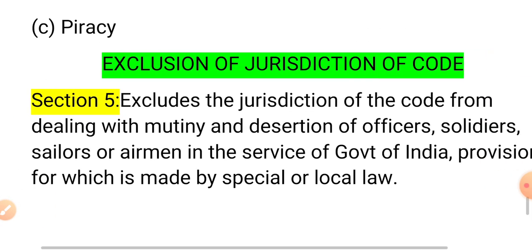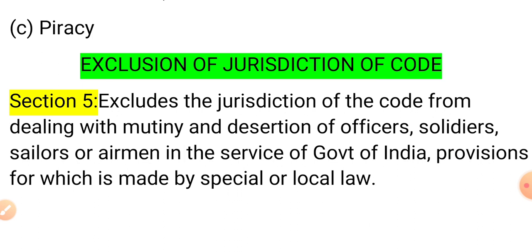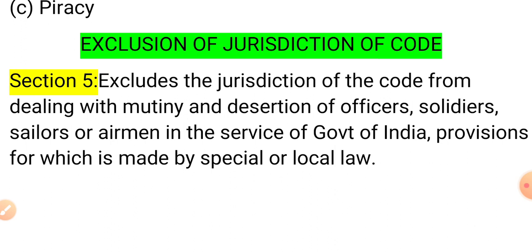And now coming to section 5, section 5 excludes the jurisdiction of the Indian Penal Code. And what does it mean? It means that it excludes the jurisdiction of the code from dealing with mutiny and desertion of officers, soldiers, sailors, or airmen in the service of the Government of India. It particularly applies to soldiers, sailors, airmen, because they have their own law that is known as martial law. Provisions of the Indian Penal Code cannot be made applicable on them. They have their own provisions. So it can be asked in exam which provision excludes the jurisdiction of the code. That is section 5 of the Indian Penal Code.